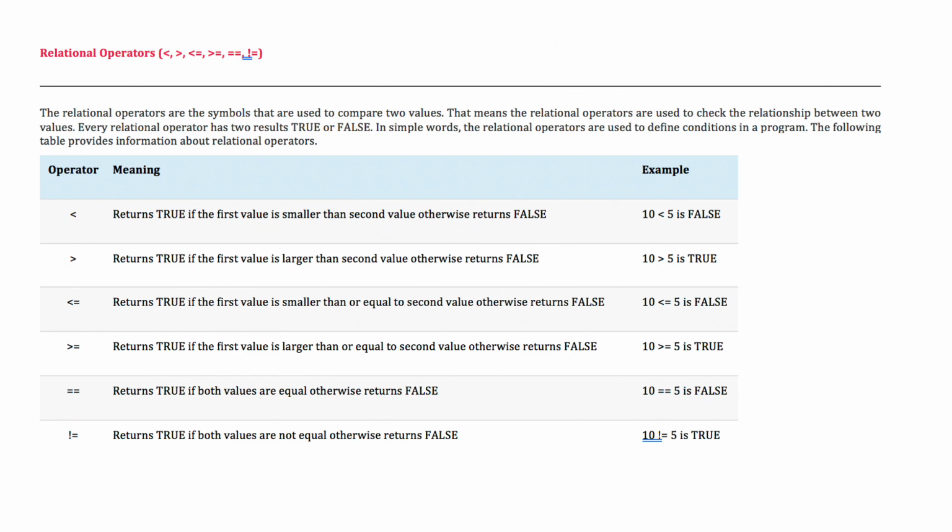When we are comparing these two numbers, is 10 equal to 5, we use double equal, and this is false. And for 10 not equal to 5, this is the not-equal operator. It returns true if both values are not equal, so 10 is not equal to 5, that's true.